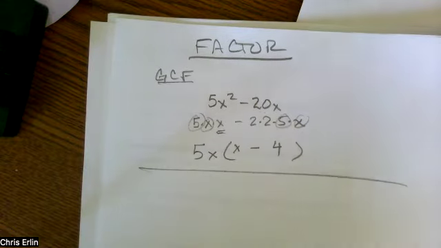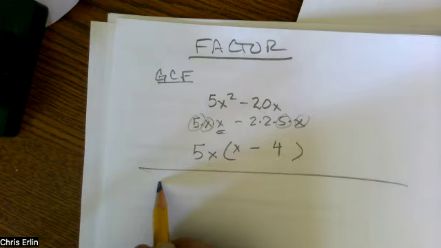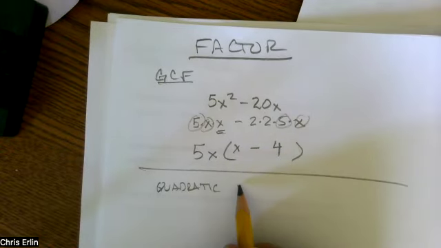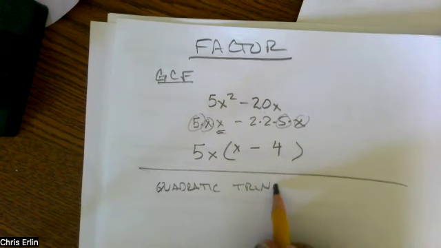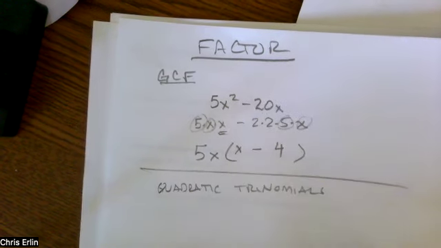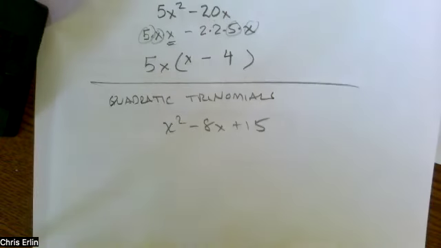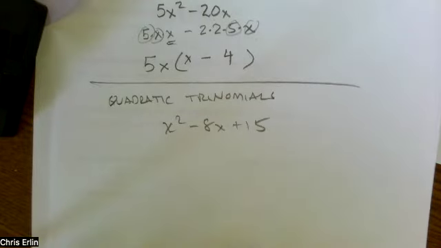A second type of factoring we're going to deal with is quadratics. And let's start with trinomials. For example, if I've got x squared minus 8x plus 15. At this point in your careers, this one should probably jump out at you. But let's do the whole process just to make sure.